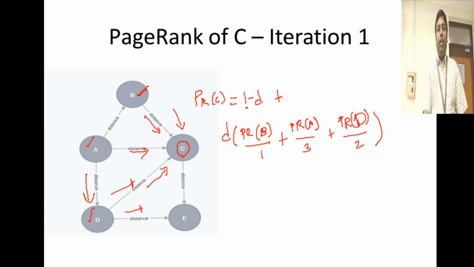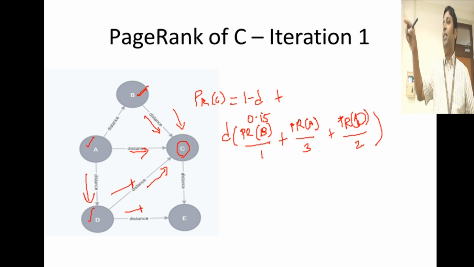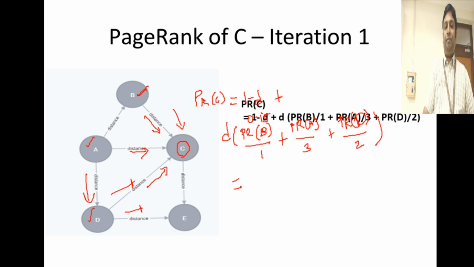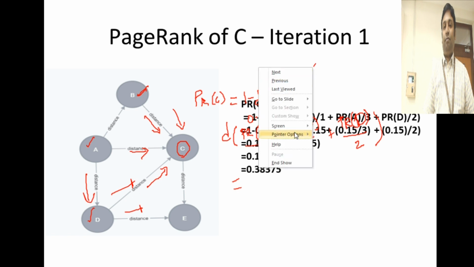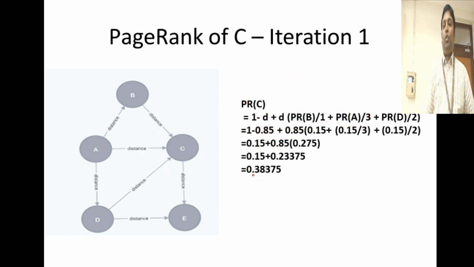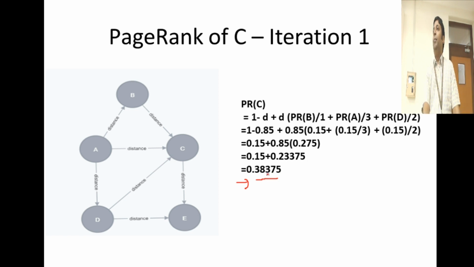So you substitute all the values: 1 minus 0.85 plus 0.85 into all the page ranks. In the initial iteration it was 0.15, right? So 0.15 by 1 plus 0.15 by 3 plus 0.15 by 2, you give me the final answer. So I have done the computations, you can verify, you should arrive at 0.3837. That is the page rank computed for C in the second iteration.